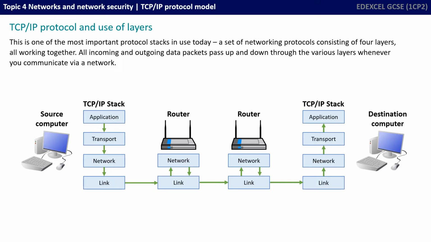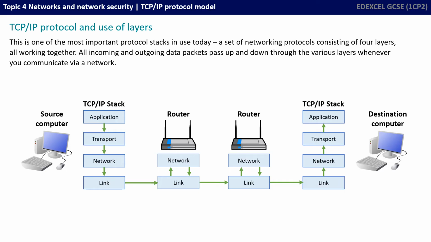Any device that runs the TCP/IP protocol stack can communicate and transfer data across a network and out across the internet. It's a set of networking protocols consisting of 4 distinct layers that all work together. All incoming and outgoing data packets pass up and down through the various layers when you communicate on the network. And so we're going to go through these layers in a bit more detail.